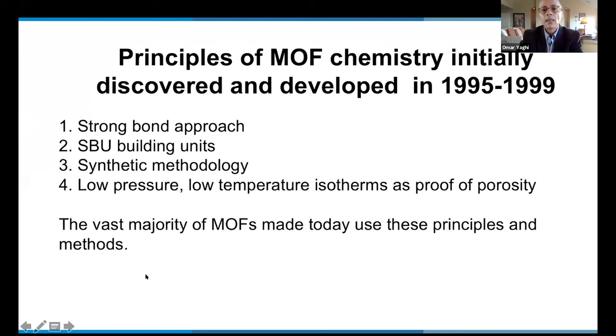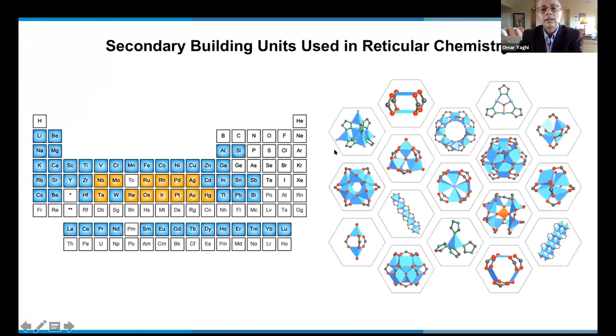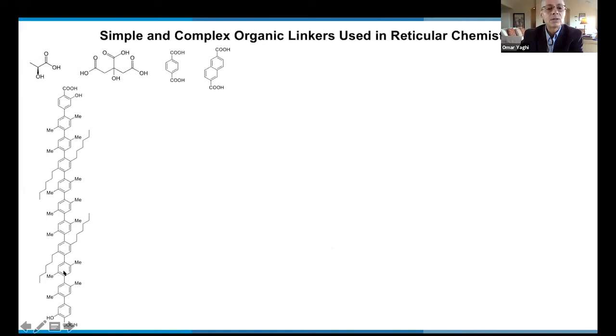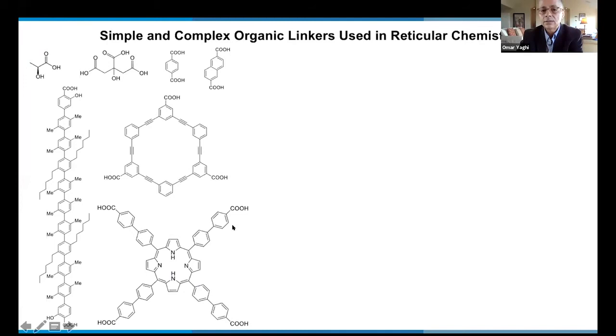You can see that the field has moved beyond those clusters that I just showed you, and you can use many different clusters as SBUs in MOFs, even rod-shaped SBUs. I'd like you to keep in mind this rod-shaped SBU because it's been the key to making the water harvesting materials. I will discuss that later, but almost every metal in the periodic table could be used, and almost every cluster known in inorganic chemistry could be used as a building unit. Same thing for organics. Simple chiral organics could be used, and quite complex ones could be used as linkers to make very large pores. If you can think it, basically, you can make a MOF out of it.